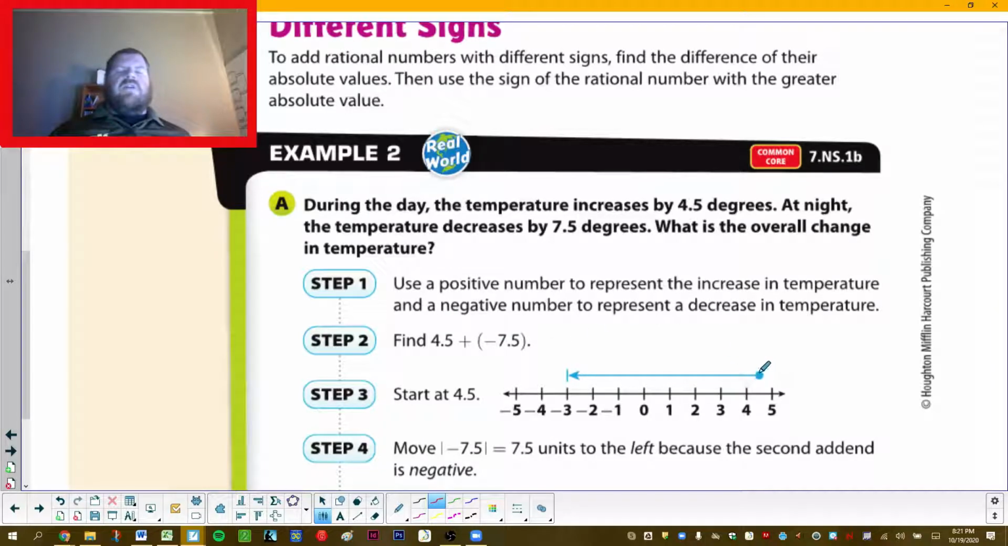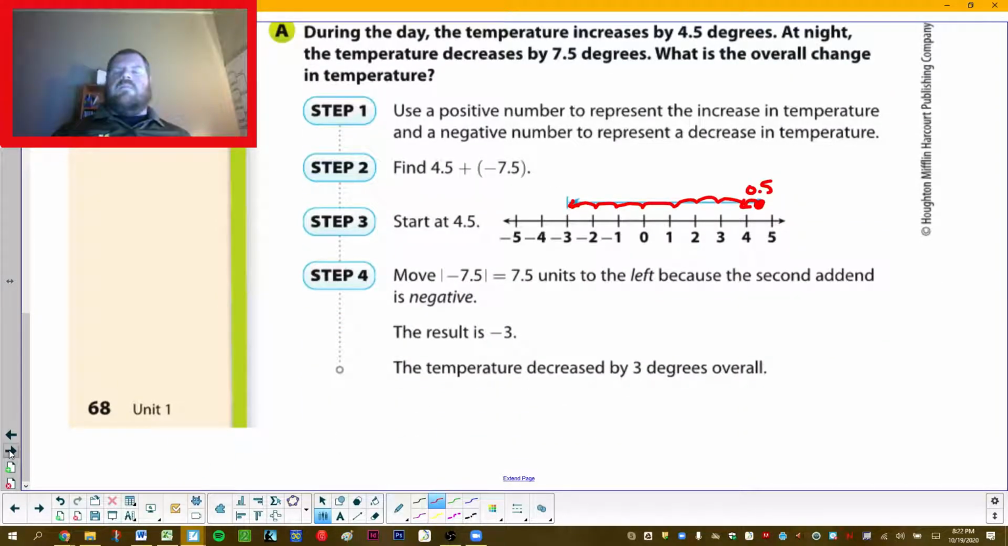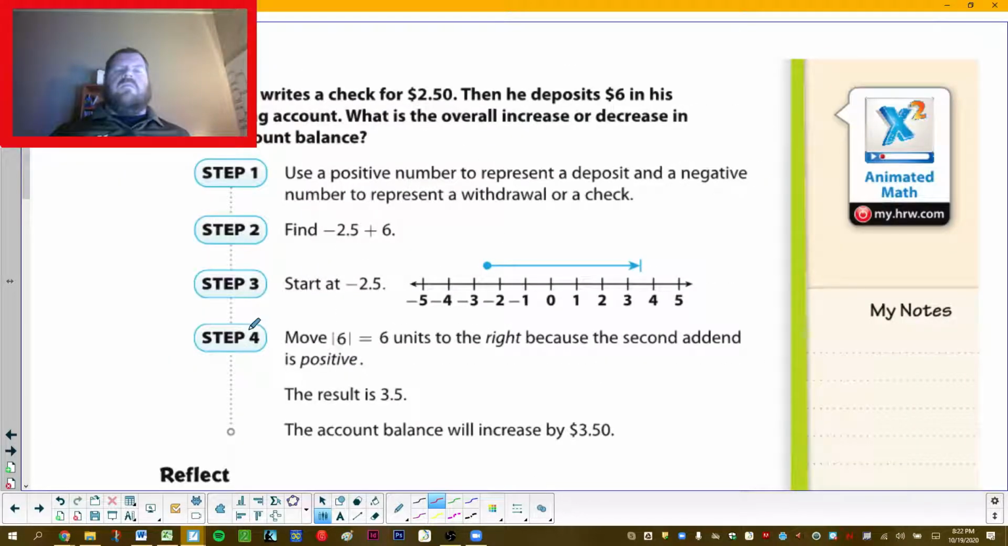So I'm going to start at 4.5. And then I'm going to move left because this is negative 7.5. And again, for me, since I'm starting at a .5, I'm going to move 0.5 first, and then I'm going to move 7 more, ending me at negative 3 degrees overall. So the temperature decreased by 3 degrees overall.